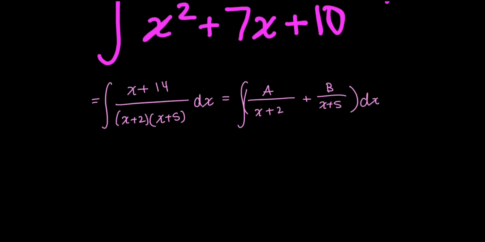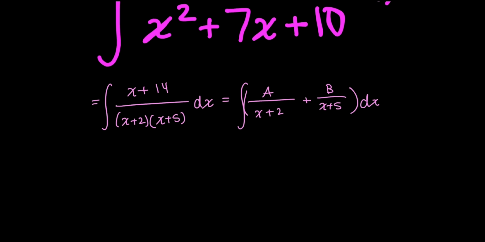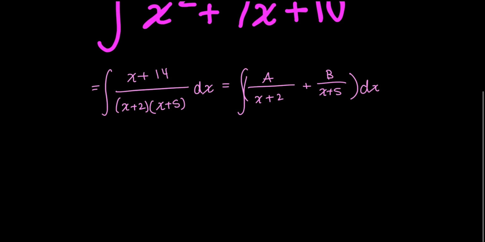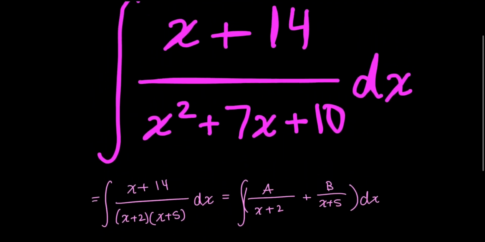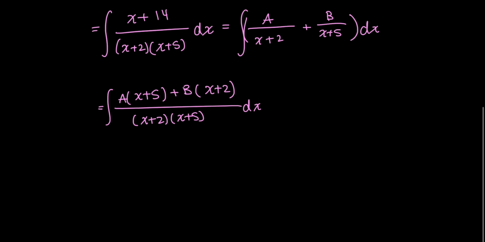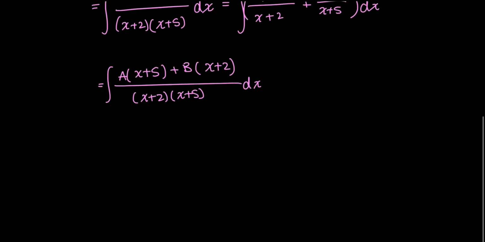Now, the way to figure this out is by first of all combining the two fractions. So what I'll be doing is just multiplying each one by the denominator of the other. So I end up with A times (x + 5) plus B times (x + 2) all over the same denominator I started with, (x + 2)(x + 5) dx. And now, how to find A and B is by setting this numerator equal to my numerator that I started with in my integral. And so for the sake of finding A and B, I'm going to be ignoring the denominator just for now.